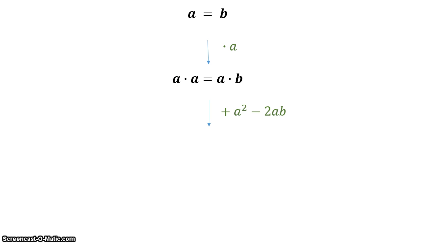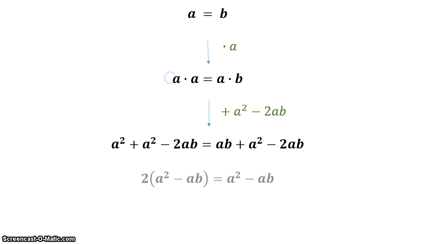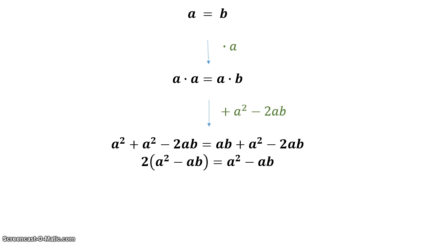Then I'm going to add to both sides this expression, A squared minus 2AB. This is what I receive. A squared plus A squared minus 2AB is equal to AB plus A squared minus 2AB. If you know the simple rules of algebraic expressions, you know that I may simplify both sides of my equation. So I received 2 times A squared minus AB equals A squared minus AB.